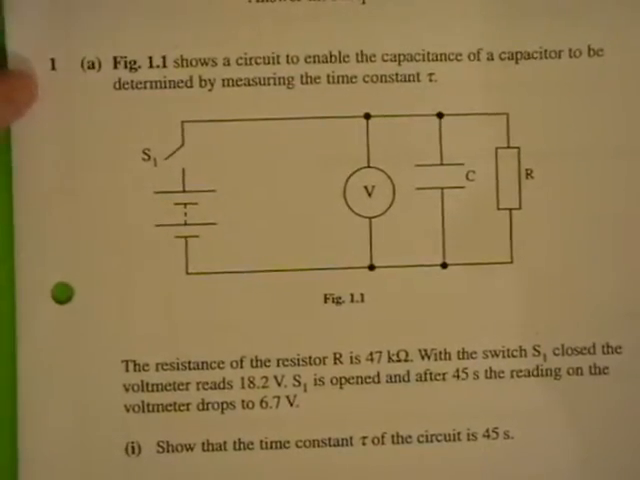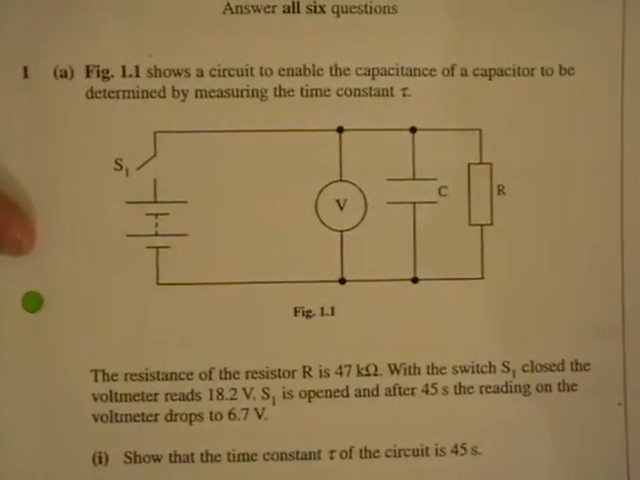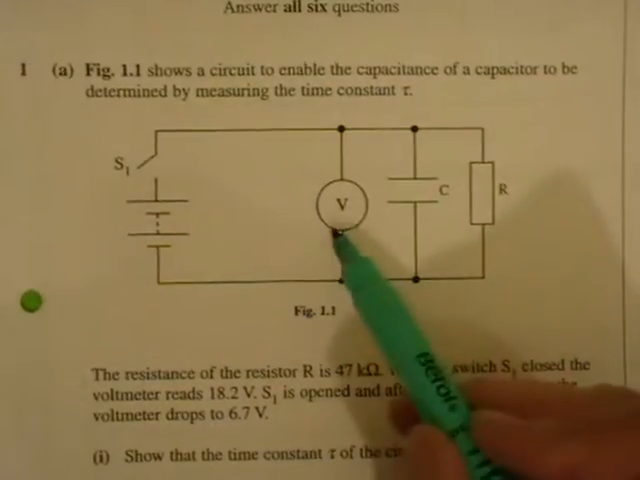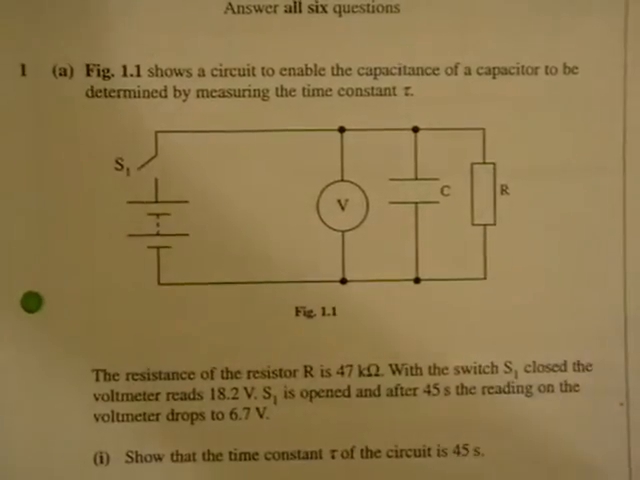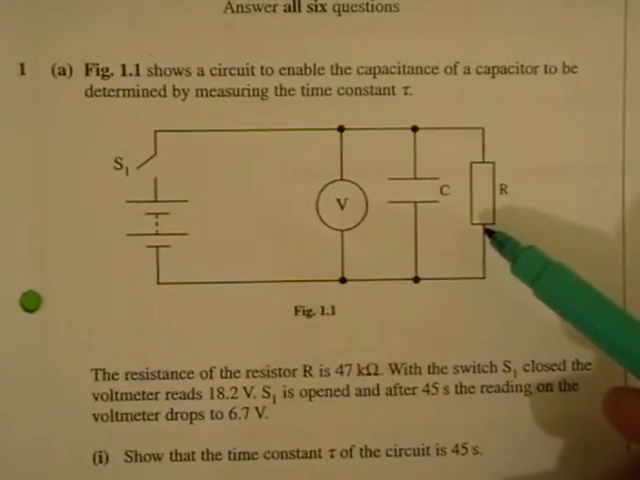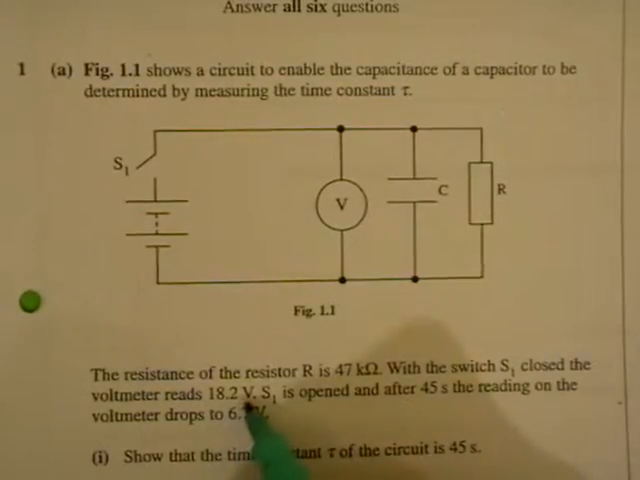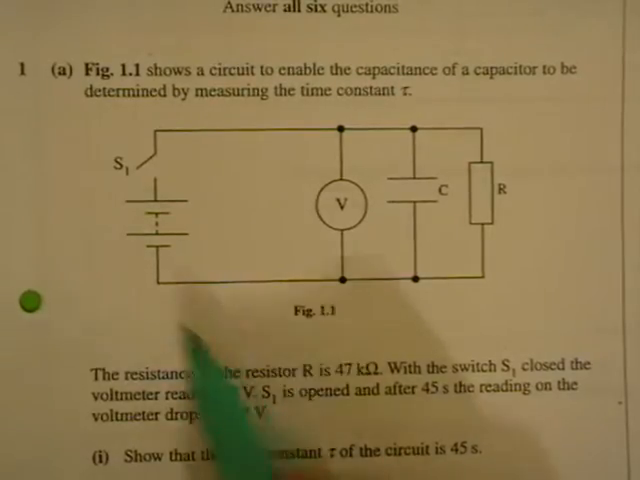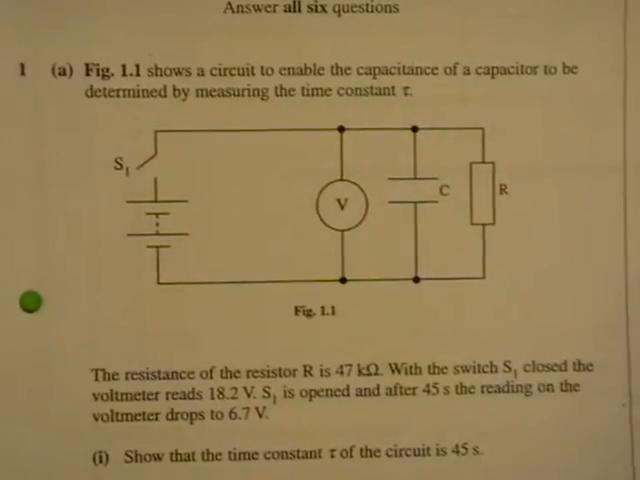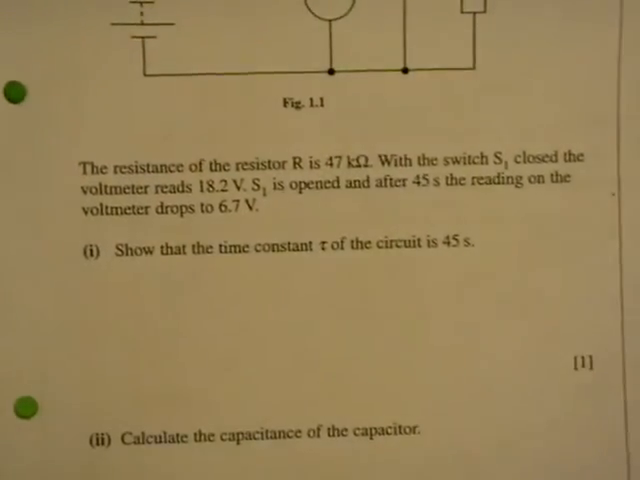So question 1, figure 1.1 shows a circuit to enable the capacitance of a capacitor to be determined by measuring the time constant tau. So you can see you've got a voltmeter, a capacitor and a resistor in the circuit. The resistance of resistor R is 47 kilo ohms. With the switch S1 closed, the voltmeter reads 18.2 volts. S1 is then opened, and after 45 seconds the reading on the voltmeter drops to 6.7. So it's initially charged to 18.2 volts, but once the circuit is opened again, it starts to discharge through the resistor. Show the time constant of the circuit is 45 seconds.